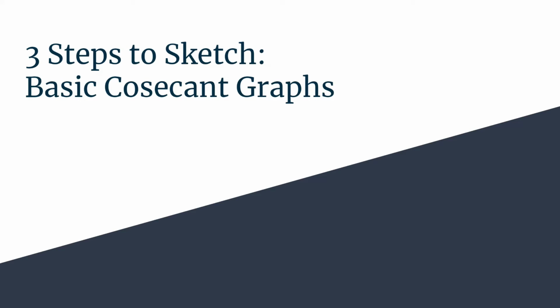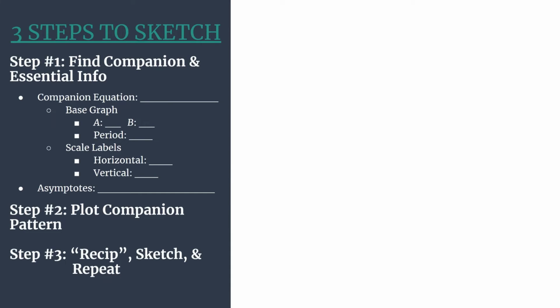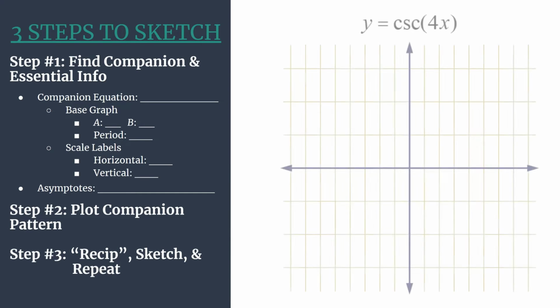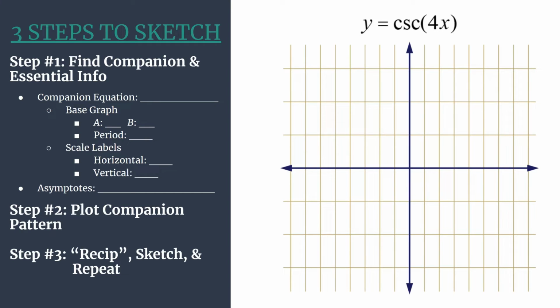Today we're going to graph a basic unshifted cosecant graph, y equals cosecant of 4x. So here's our template to keep everything organized, and here's a grid. Looking at the equation, we know that we should be using the basic unshifted cosecant template because our equation is in the form y equals a cosecant bx. We see that there are no shifting terms going on with our equation. So now we can jump in to step 1.